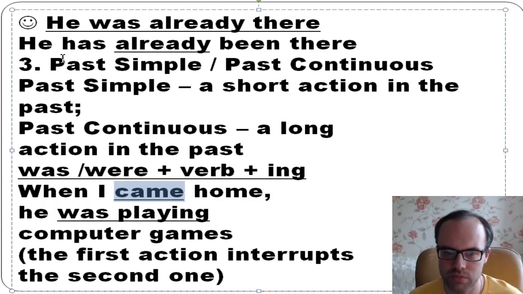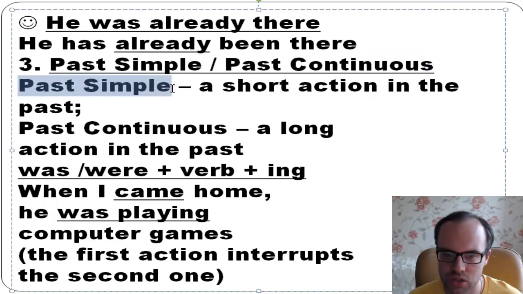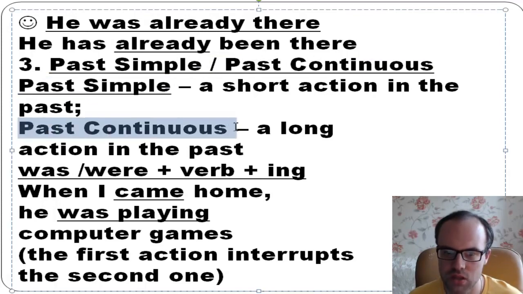Okay, so past simple and past continuous. Past simple, a short action in the past, and past continuous, a long action in the past. And we form it this way: was, were plus verb plus ing. So when I came home, he was playing computer games. So the first action interrupts the second one.